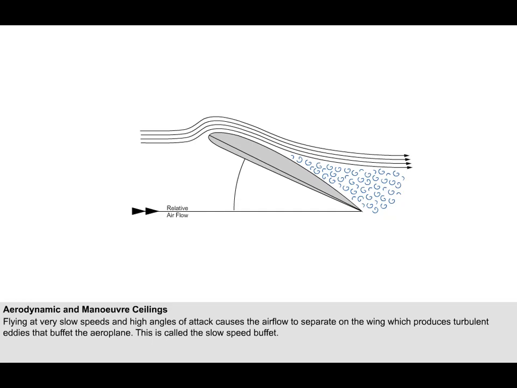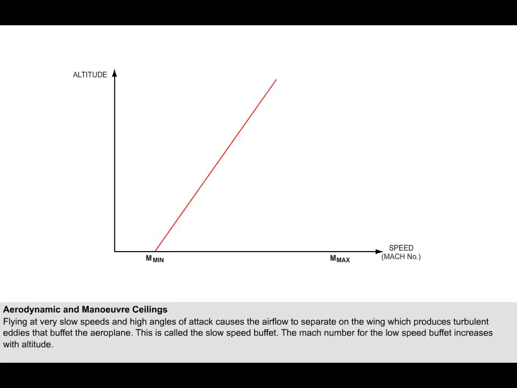These strong eddies buffet the elevators or tailplane. This phenomenon is called the low-speed buffet. Flying below this speed will dramatically decrease the lift, and a full stall ensues. For a given weight and configuration, the aeroplane will always stall at the same indicated airspeed. But the equivalent Mach number for the low-speed buffet and stall increases with altitude, as illustrated in this simplistic graph. The Mach number for the low-speed buffet is abbreviated to M-min.